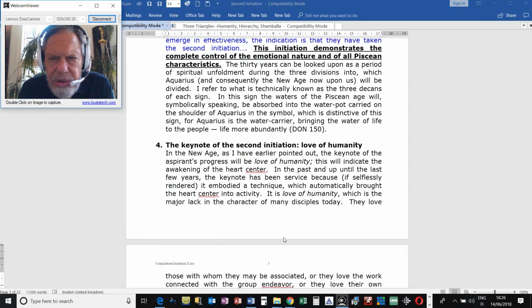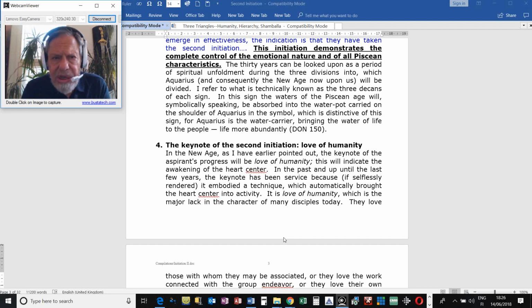Okay. So, divisions of 30 years. I refer to what is technically known as the 3 decans of each sign, decanates. Okay, we've been discussing that a little bit. In this sign, the waters of the Piscean age will, symbolically speaking, and that means all the values and learnings of obedience and kind of a resignation, proper Piscean attitudes, the relinquishing of the will and so forth to a higher type of will, and the kind of love energy, or sometimes, as DK calls it, the pervasive wisdom of Pisces when he talks about Jupiter in relation to it.